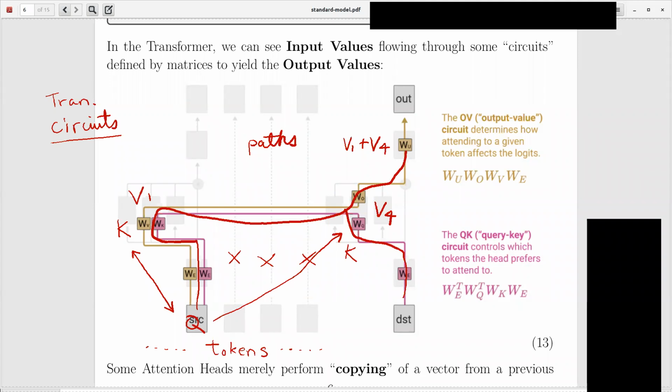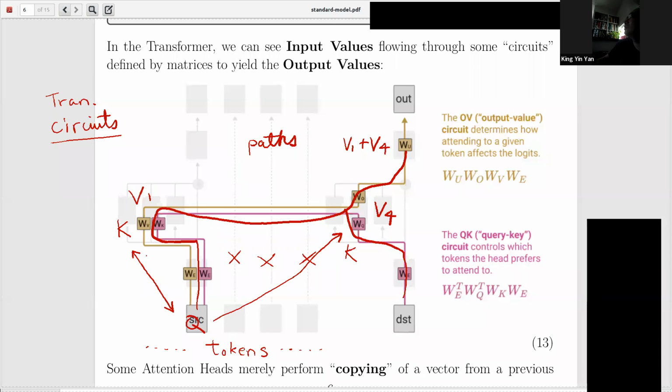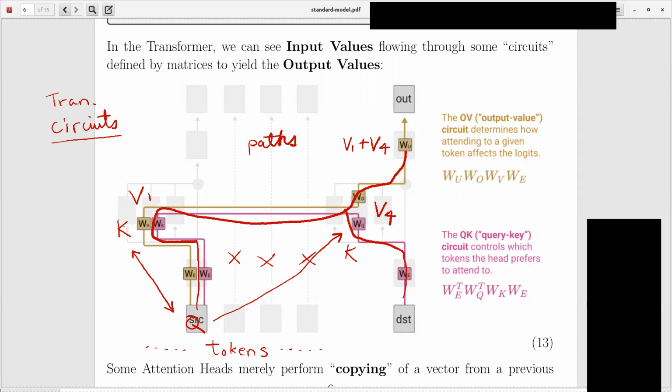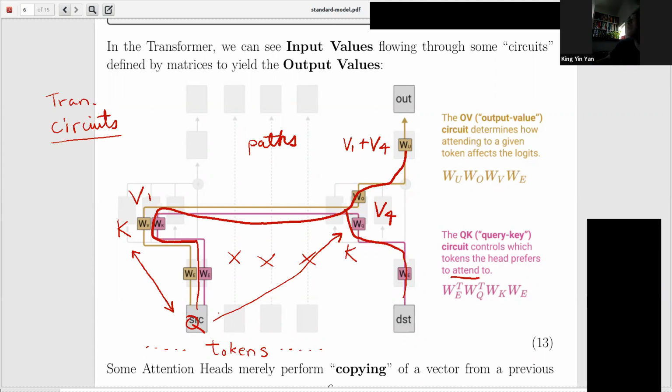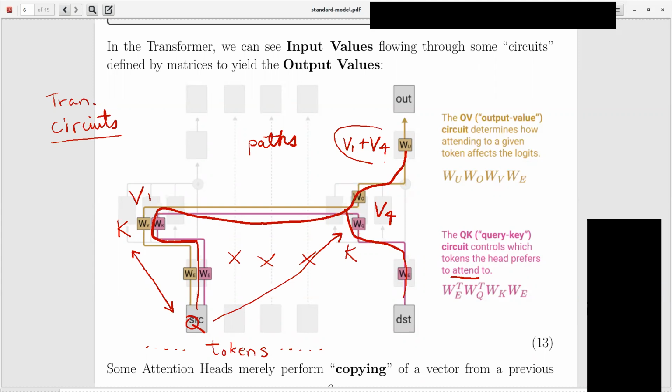Because they have the same key? Yeah, maybe not the same, but it's closest to the query. Oh, okay. They are both close, and that's why this is called attention: because the query is closest to the key, they get attention. They get attended. So it doesn't matter whether these two keys are the same or not. The output is always v1 plus v4.